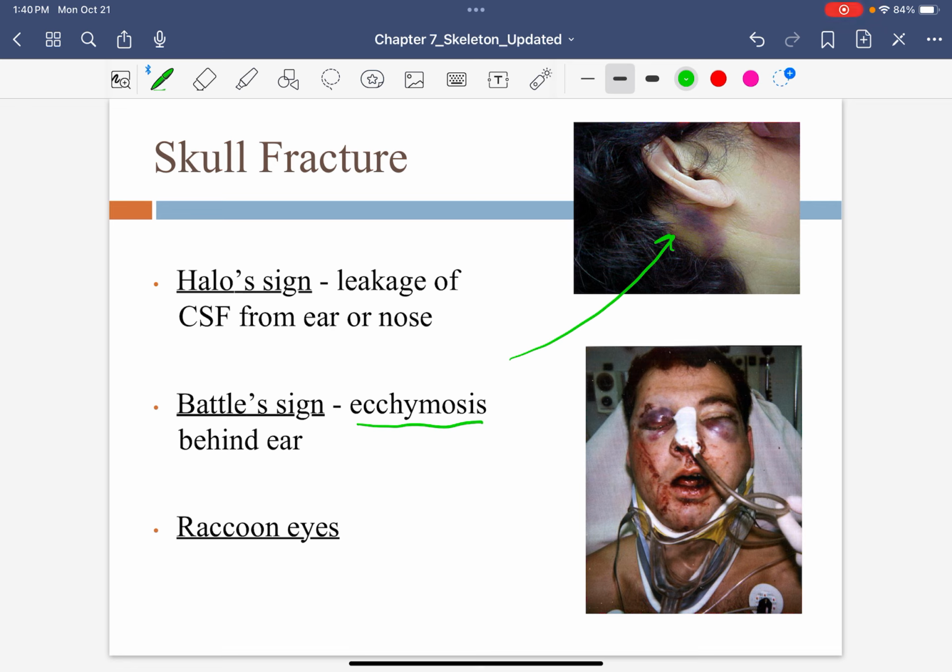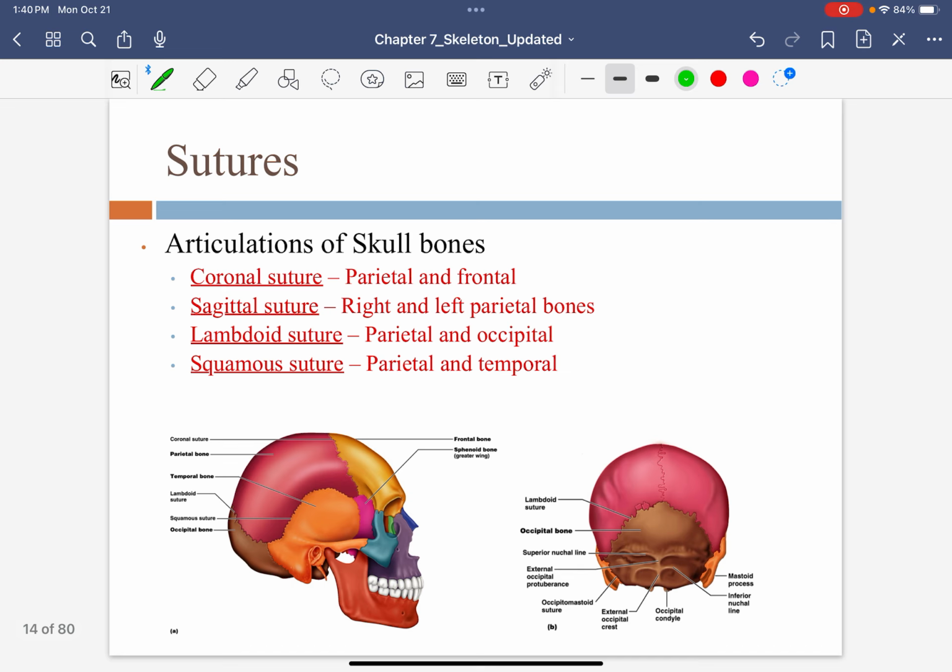This is just extra. Ecchymosis is the fancy word for discoloration. You could have a skull fracture somewhere else in the skull, but because of gravity, the fluid can accumulate behind the ear, so you don't want to see that. And everyone probably is familiar with what raccoon eyes are, double black eye. That would also be indicative of a skull fracture. So not on the test, just extra.